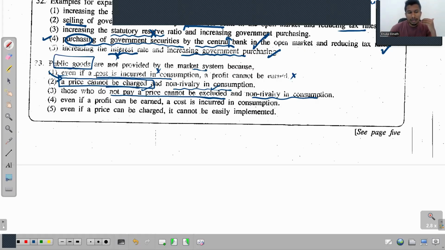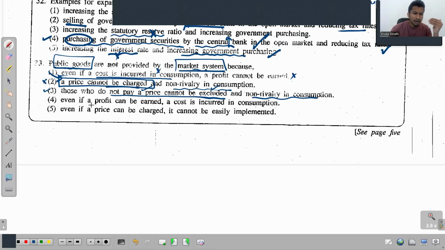And due to those characteristics, the market economic system will not provide public goods. And out of these two, if you compare the second one with the third one, the third is much more direct than the second one. So the answer for this question is the third one.